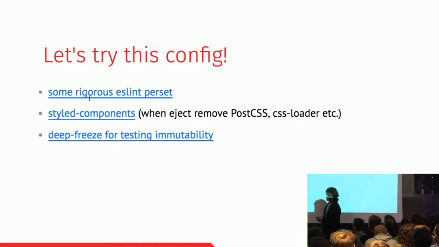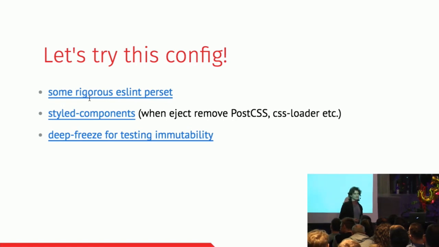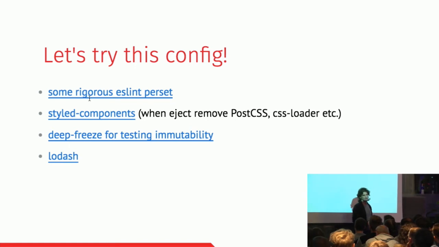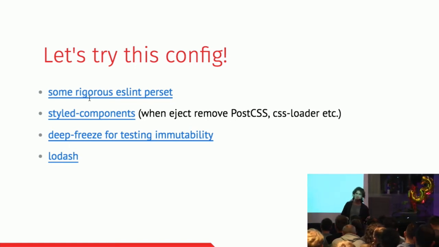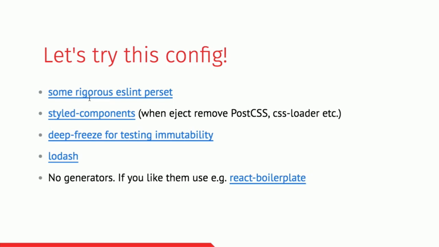And deep-freeze for testing immutability. So we want, of course, our Redux reducers tests to be immutable. And Lodash, very helpful. Actually, quite a big library, so it could be a little bit heavy, but let's see what's going to come out of it. And no generators, just because we would like to have skills in writing the same boilerplate to remember how it works well.